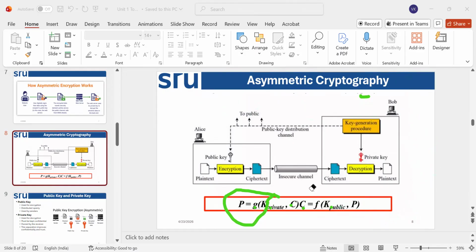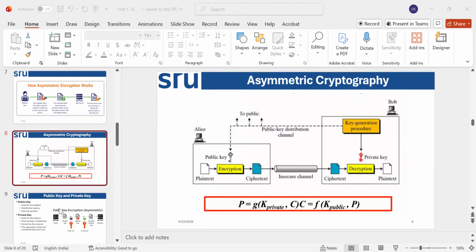I hope we understand this concept. So here we understood plain text, encryption, and cipher text, that is Alice. Public key distribution channel, we know the public key. Now when it reaches here, it has used the public key of Bob. Now in the key generation process, the private key of Bob will be used, and the ciphertext is converted to plain text. That is how it works. Now we understood how asymmetric cryptography works.